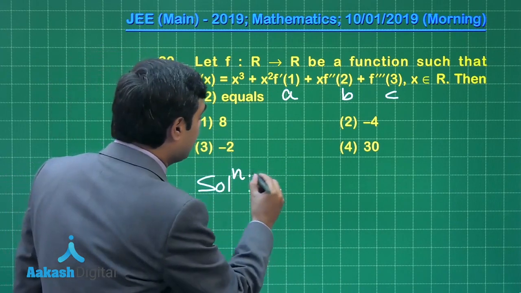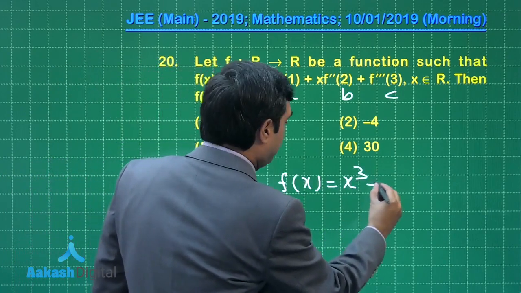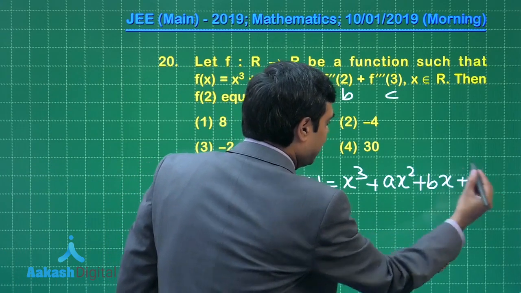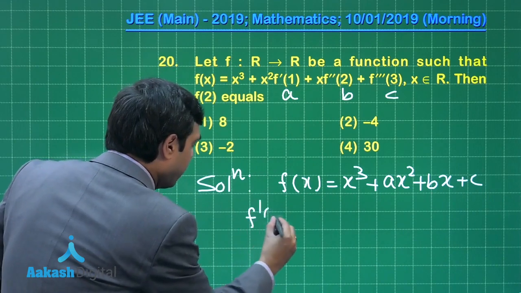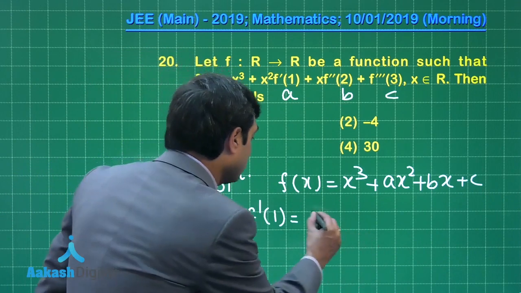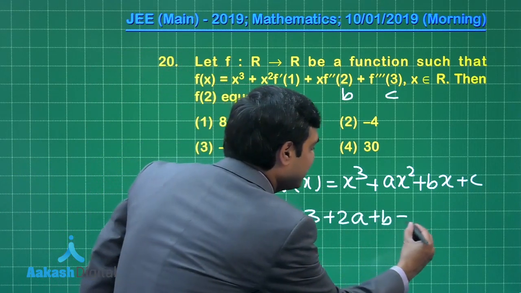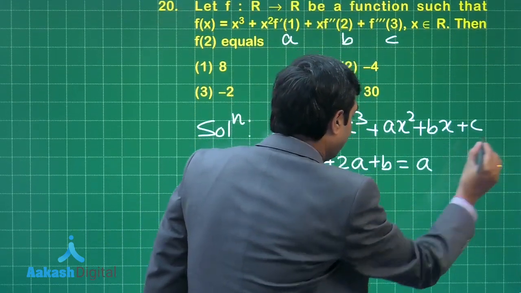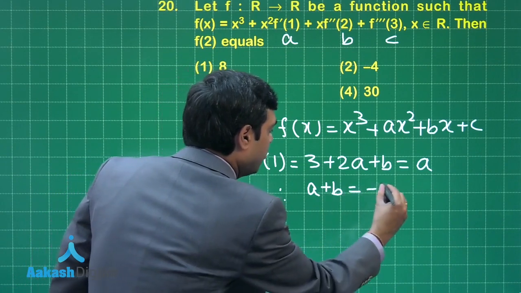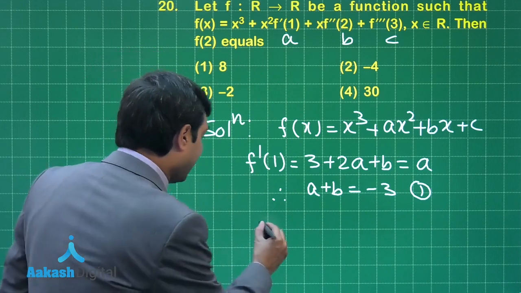We can write here f(x) is equal to x cube plus ax square plus bx plus c. Now, f dash 1 is required, correct? When you differentiate, it is 3x square. So, write here 3 plus 2a plus b, this is equal to a. Now, this is simplified as a plus b is equal to minus 3, equation number 1. This is clear. Go for the second derivative.